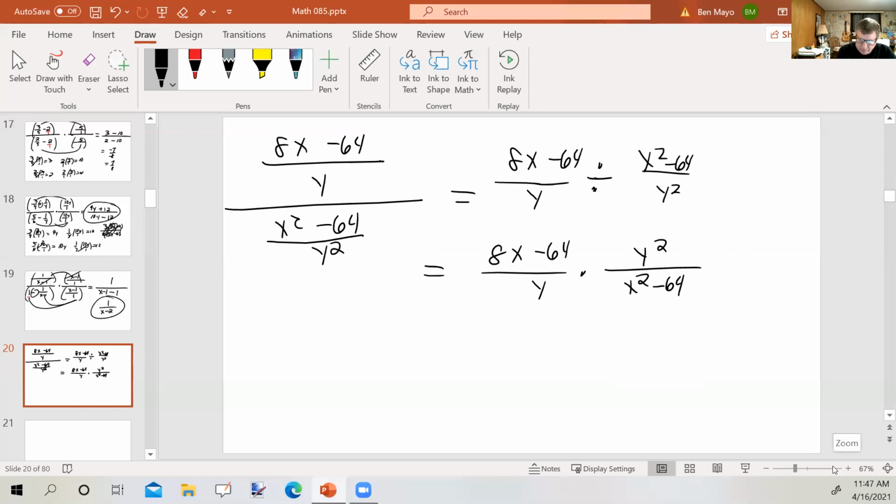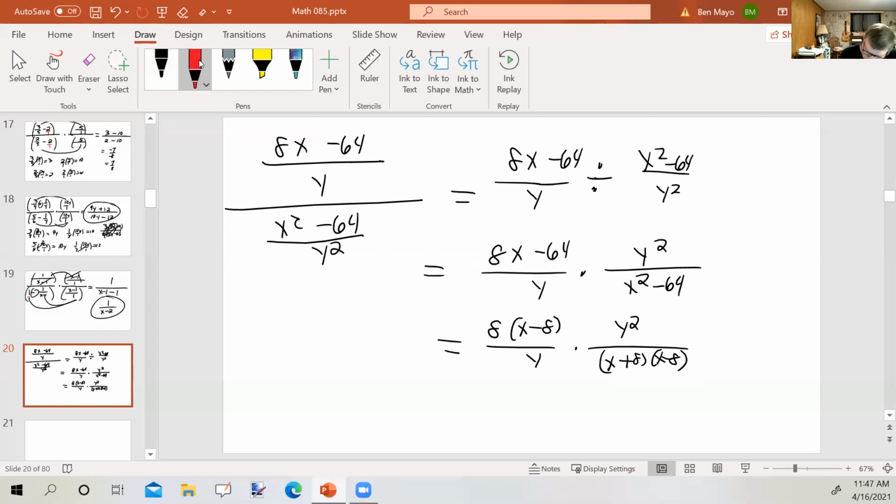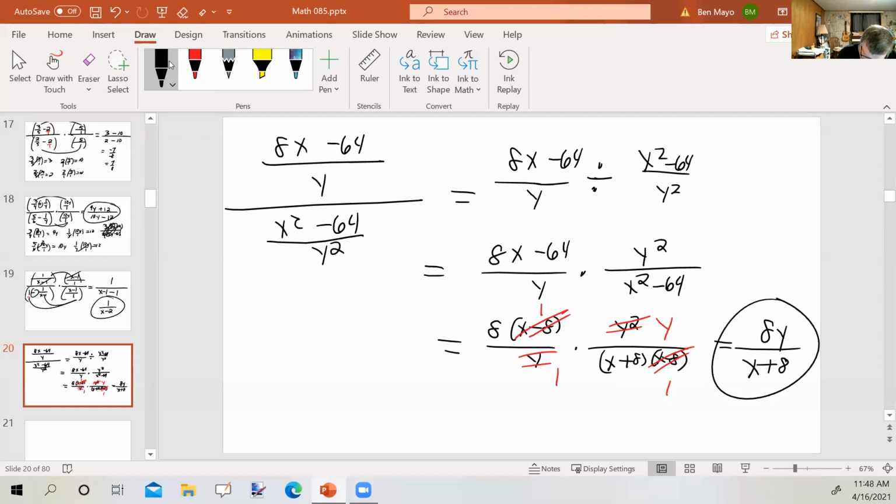Okay, so now I'm multiplying two fractions. I'm going to factor an 8 out of the top and factor the difference of two squares on the bottom right-hand side. So now the x minus 8's reduce down to 1 over 1. The y squared over y reduces to y over 1. And in the numerator, I have 8 times 1 times y, or 8y. In the denominator, I have 1 times x plus 8 times 1, which is x plus 8. And so we get that.